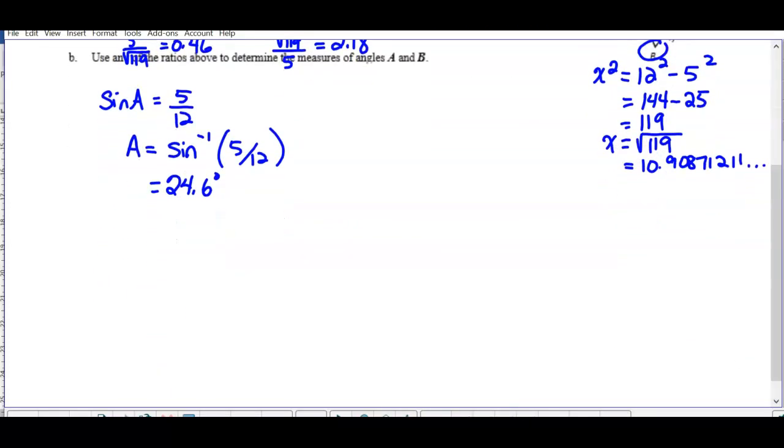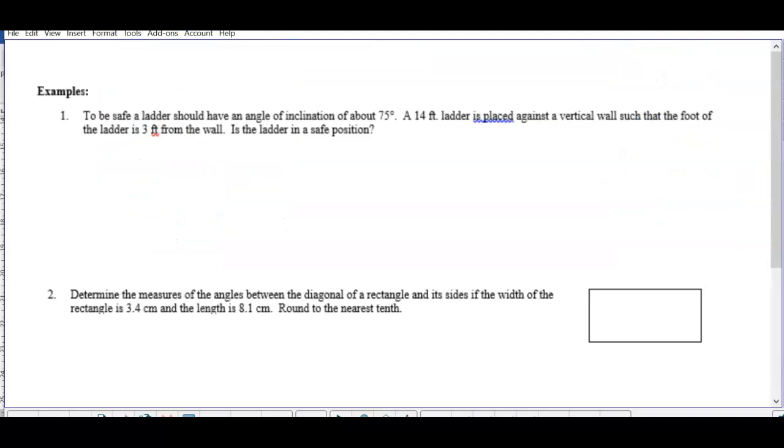And then we get into some application examples. To be safe, a ladder should have an angle of inclination of about 75 degrees. A 14-foot ladder is placed against a vertical wall such that the foot of the ladder is 3 feet from the wall. Is the ladder in safe position? So basically draw a little diagram. There's the ground. Here is a wall. And then a ladder.